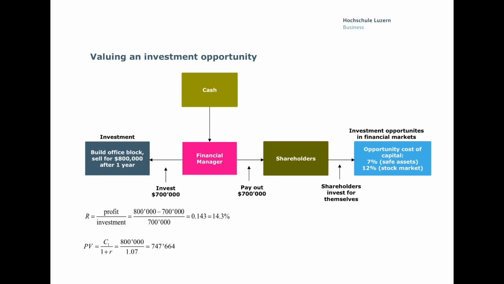In this context, we can also compute the present value of the future cash flow. Since the sale price of $800,000 is certain, an appropriate discount rate to determine the present value is 7%. Applying the present value formula implies that the $800,000 received in 1 year have a current value of $747,664 today, which is above the $700,000 needed to build the office block. It seems that building an office block is a pretty good investment opportunity.